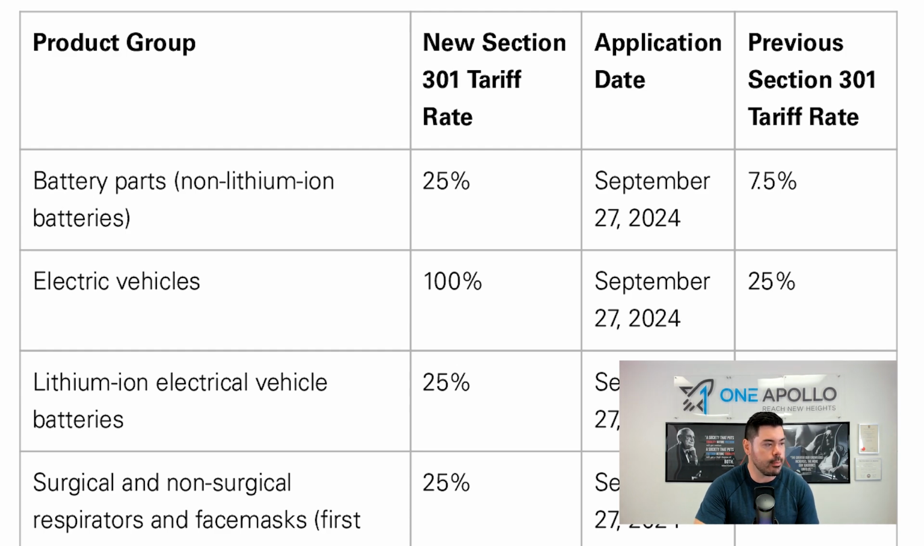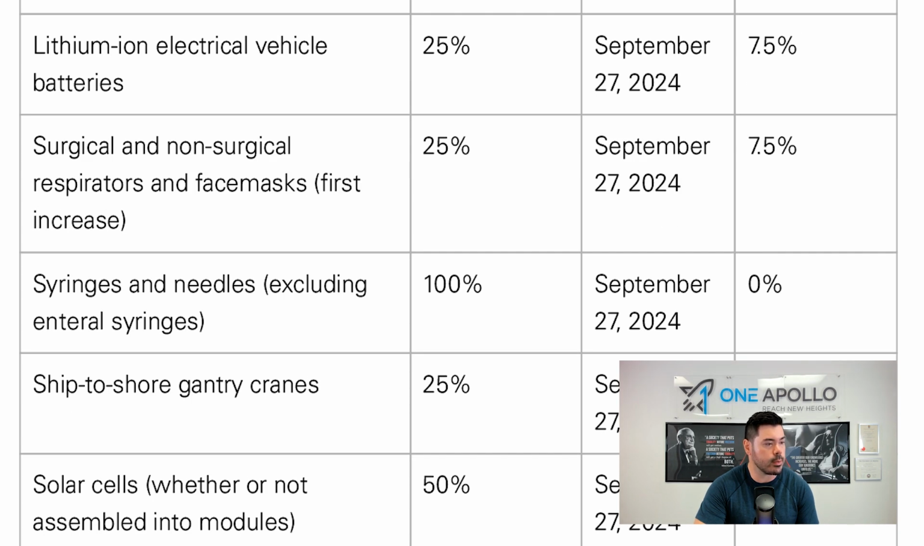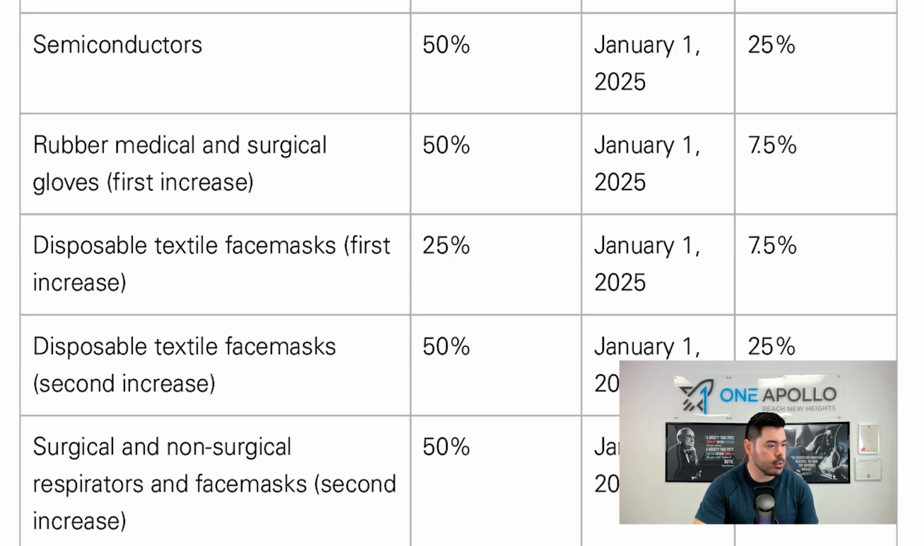As you can see here, lithium-ion electric vehicle batteries are 25% now, and batteries are going to be a big part of the national security industry in the coming future, where they're going to be taxed so we can build those manufacturing plants in the U.S. Surgical supplies, so syringes, medical equipment, respirators, those are critical industries, as shown during COVID. It's going to be hard to import those, especially from China, if they decide not to let us have them. Semiconductors, 50%, that's another big change.